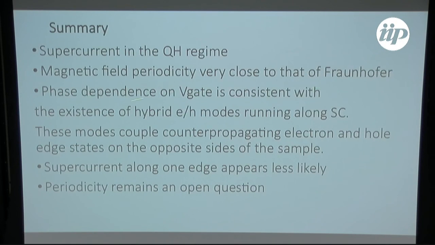So overall, we are still leaning towards the first explanation, the regional explanation with electrons going around the circumference. If so, there should be those hybrid electron-hole modes, neutral modes running at the edge between the superconductor and the quantum Hall region. And the question of periodicity, the doubling of 2e as opposed to the predicted 1e, is still open. Thank you.